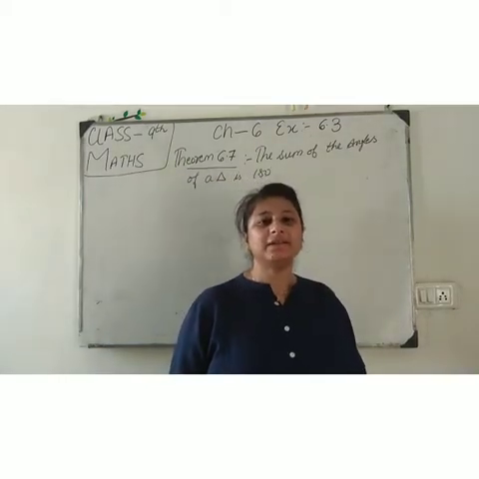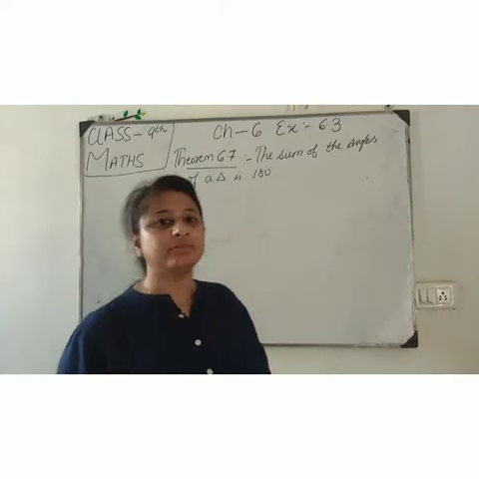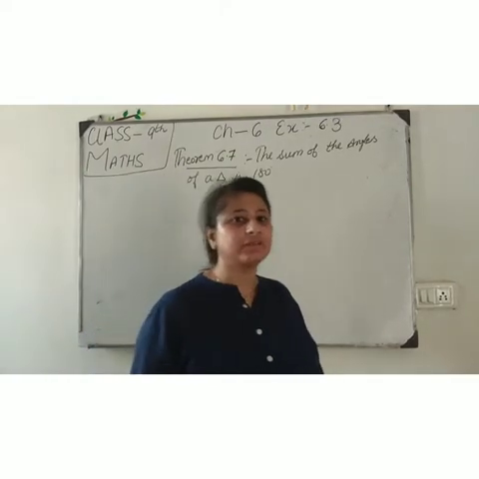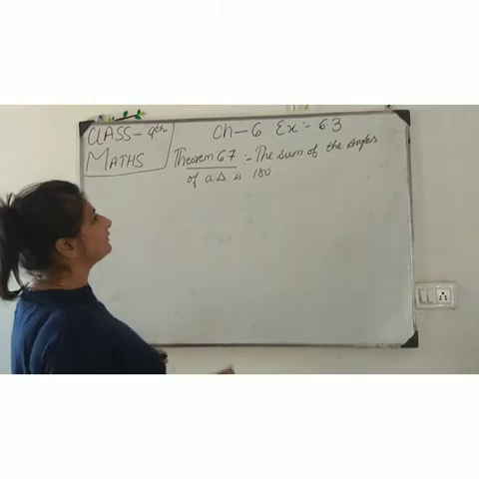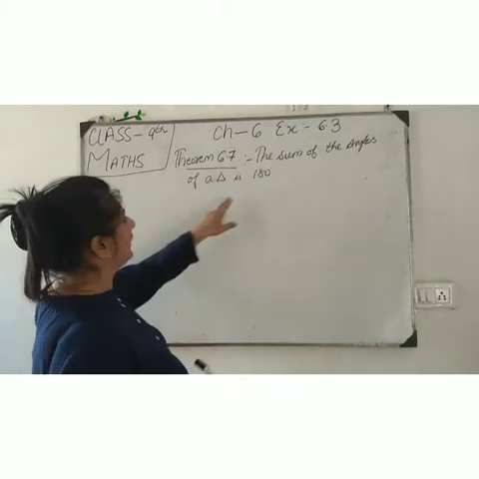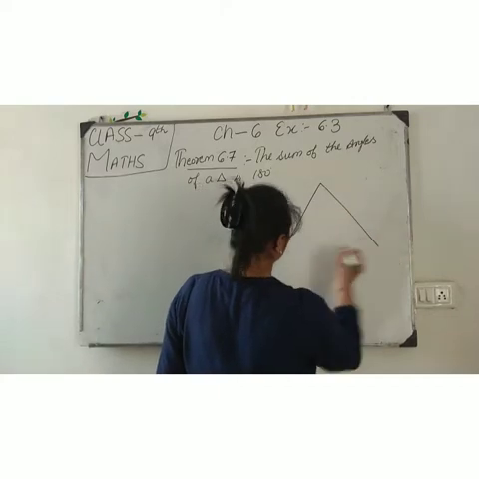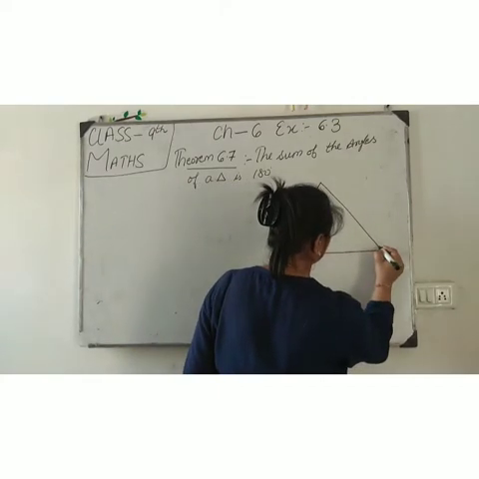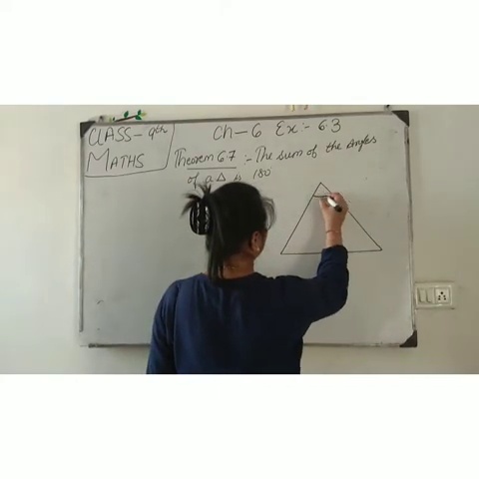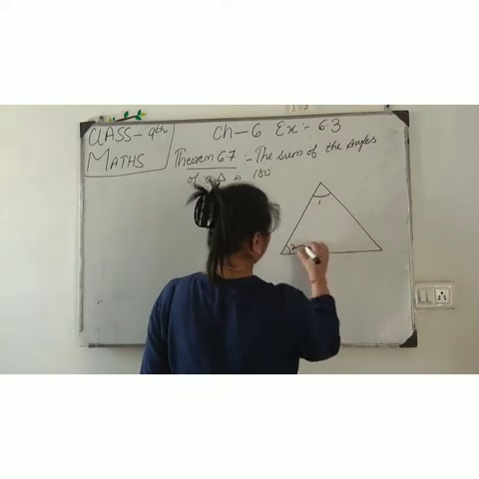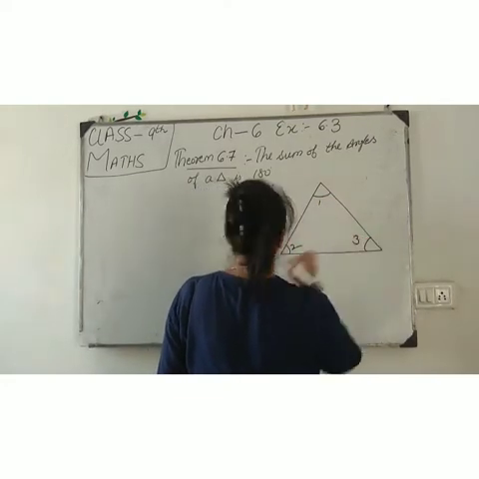Today we start the next exercise, 6.3. Before the exercise we discuss the theorem first. The sum of the angles of a triangle is 180 degrees. First of all we draw a triangle and give them names here: 1, 2, 3.